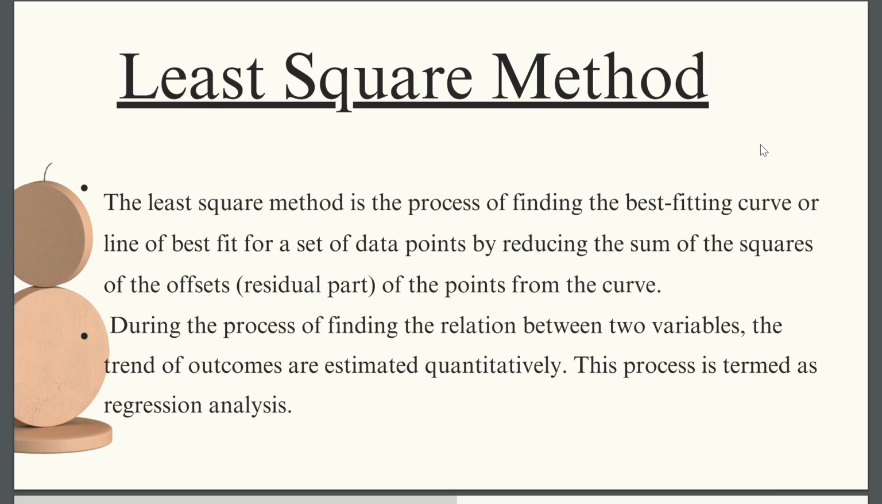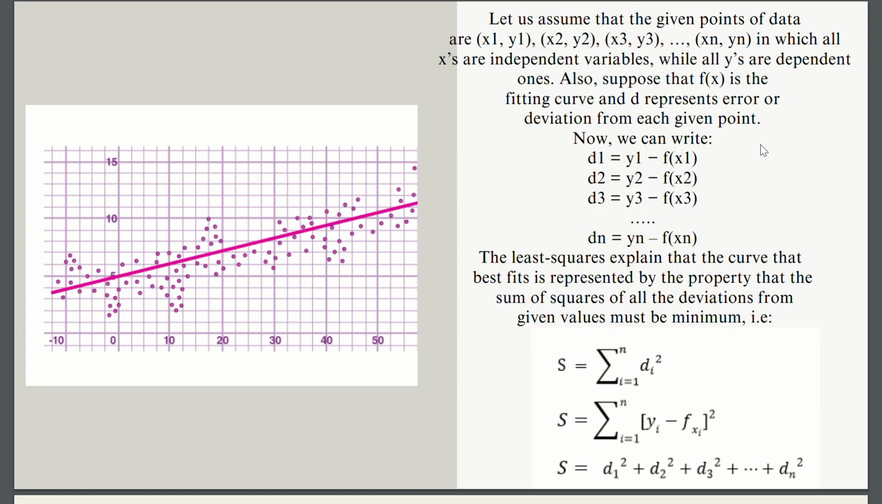In this method, we find the best fitting curve for a set of data points by reducing the sum of square of points from the curve. This process is also known as regression analysis. So like this is the set of data points x1, y1, x2, y2, x3, y3 and so on, in which x are independent variables and y are dependent variables.